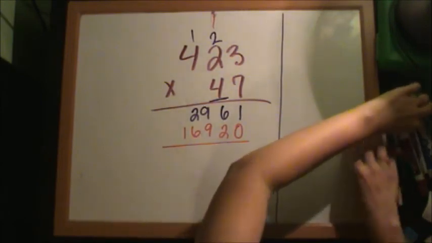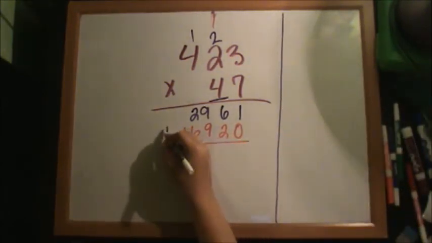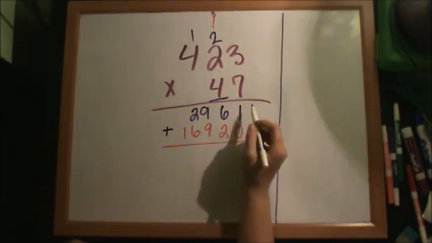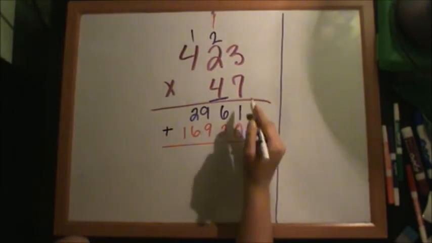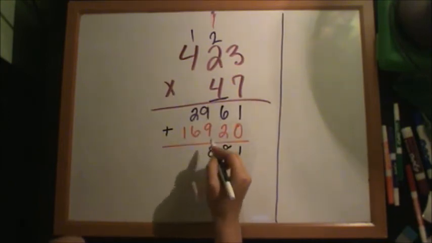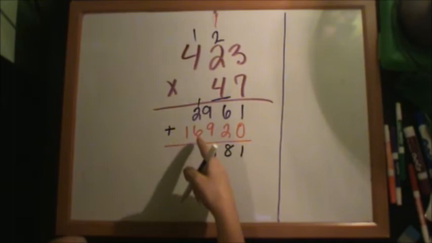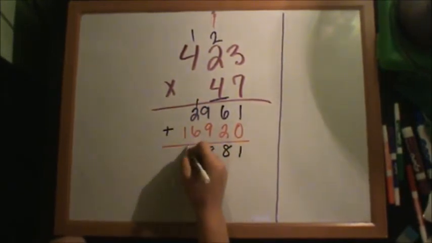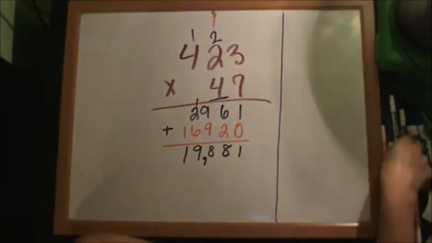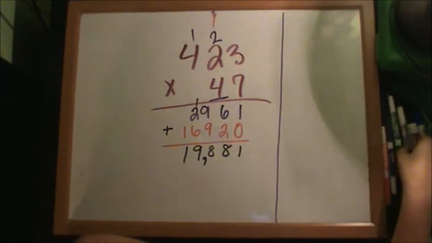I'm going to add them together. Okay, so now we're going to add them together. We have 1, 8, 9 and 9 is 18. Carry that 1, 6, 7, 8, 9. And the 1 comes down. So we have 19,881.